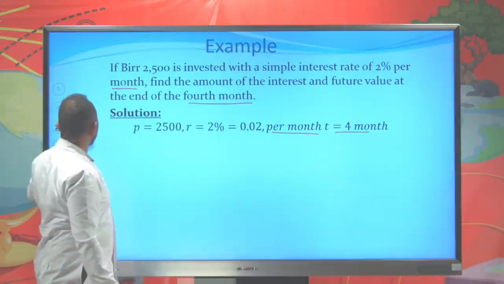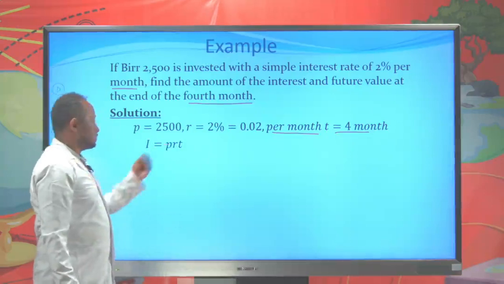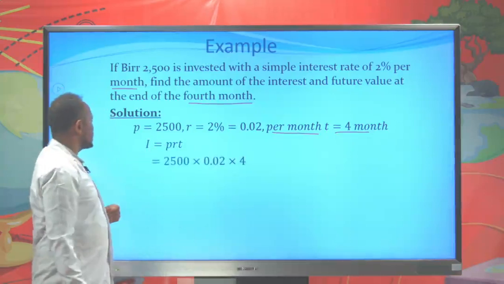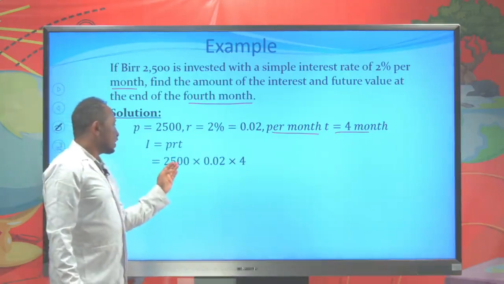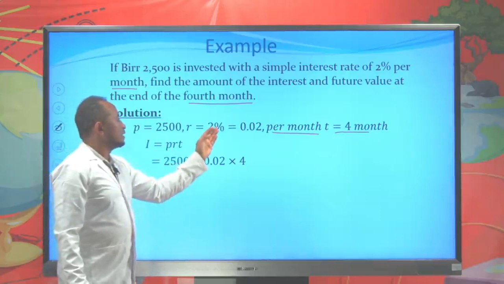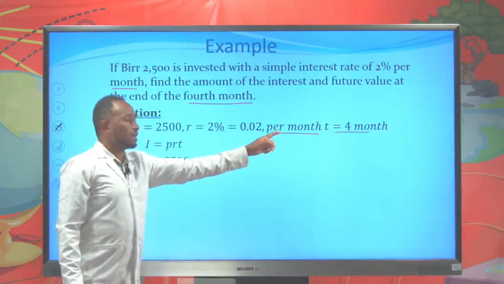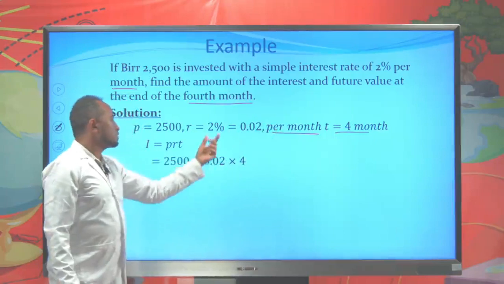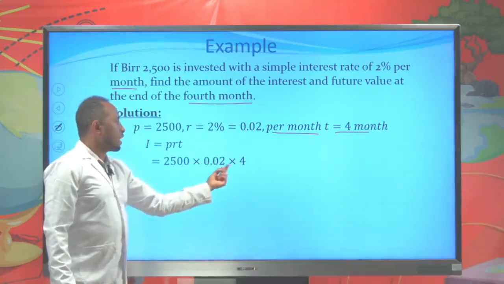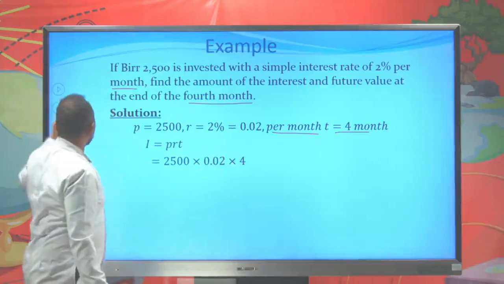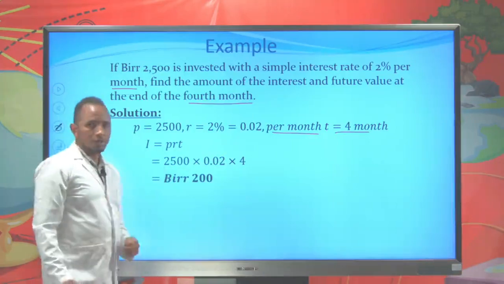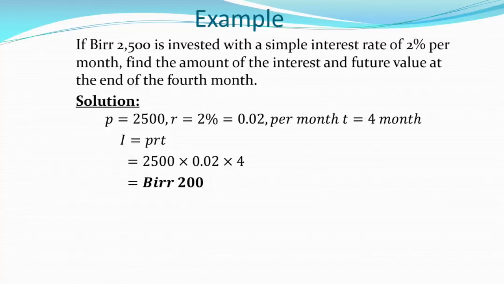So using the formula, we can find the simple interest. I is equal to P, 2,500. No need of converting this because the interest rate is in months and the time is in months, so you can take it as it is. So 0.02 times 4. So you will have this result. So the interest will be 200 birr.